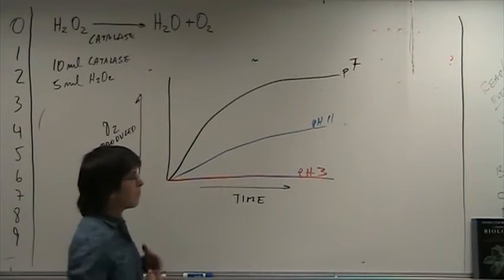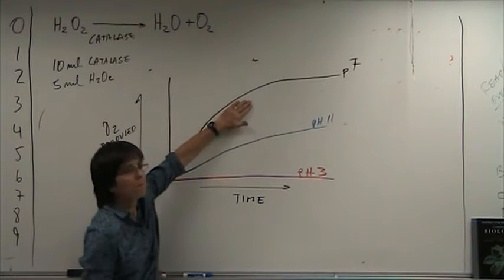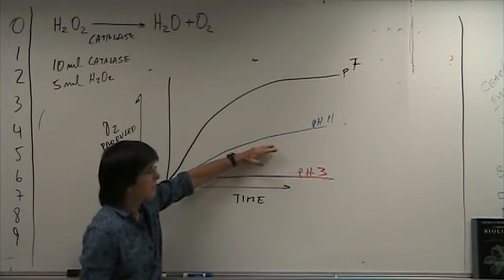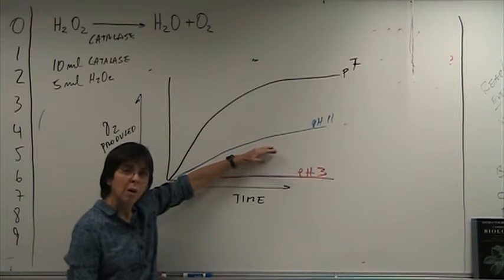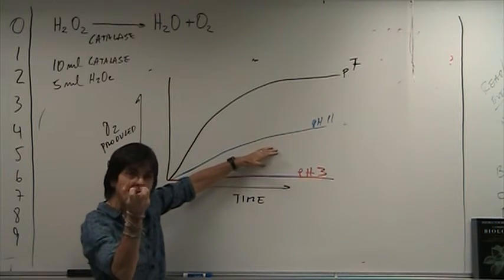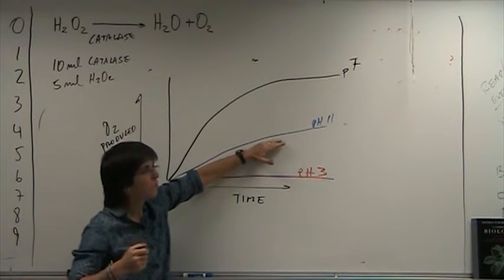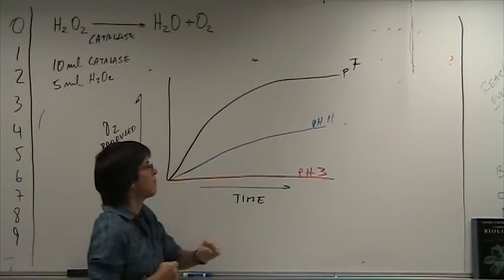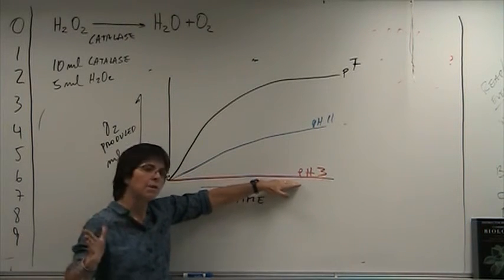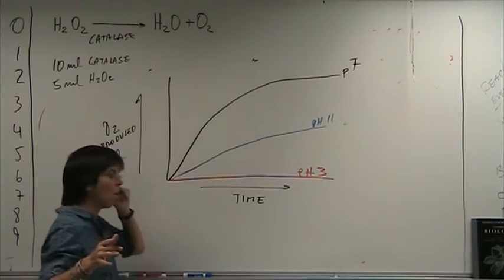So same principle as before, optimal conditions, 11, the enzyme is not working very well. That means it's starting to change shape under these conditions, and the active site is not quite perfect. pH 3 definitely changed the shape of the molecule altogether.